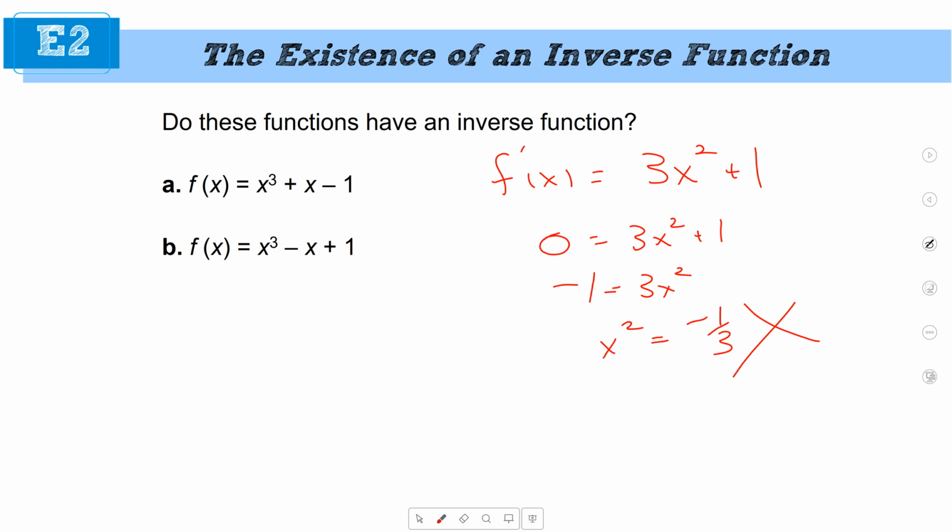So get out your calculators or your Desmos on your iPads, graph that first function, x cubed plus x minus 1, and confirm what we just figured out.